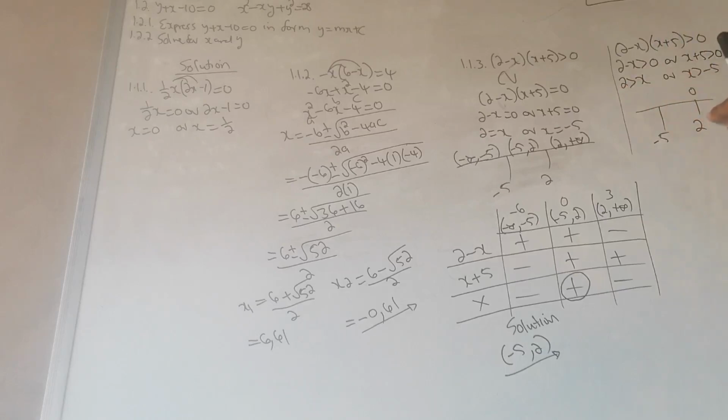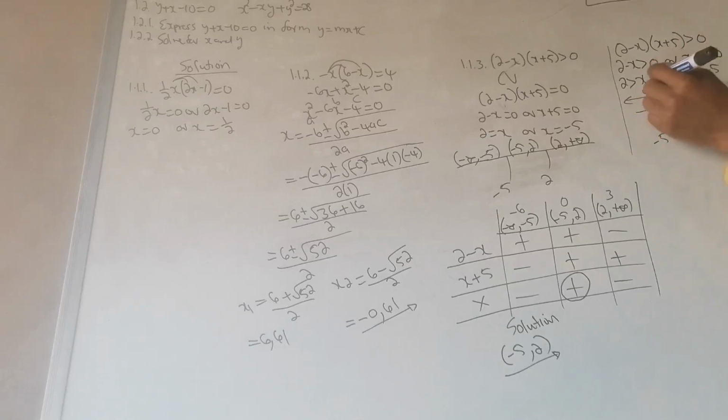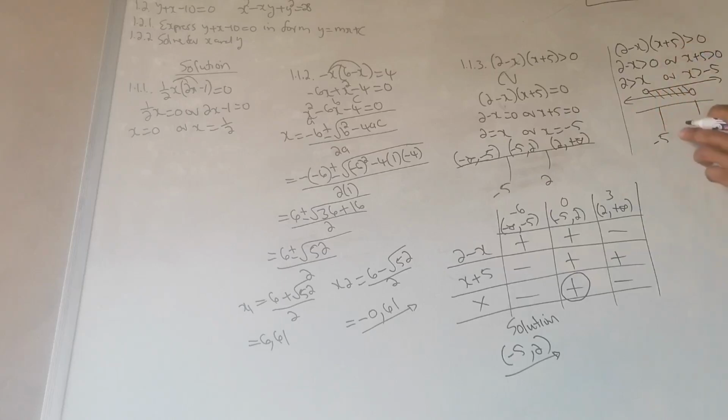You stand at 2. The values of x that are less than 2 are all those values going that side. You stand at minus 5. The values of x that are bigger than minus 5 are all those values going that side. Where is the solution? At the intersection. This is where your solution is.